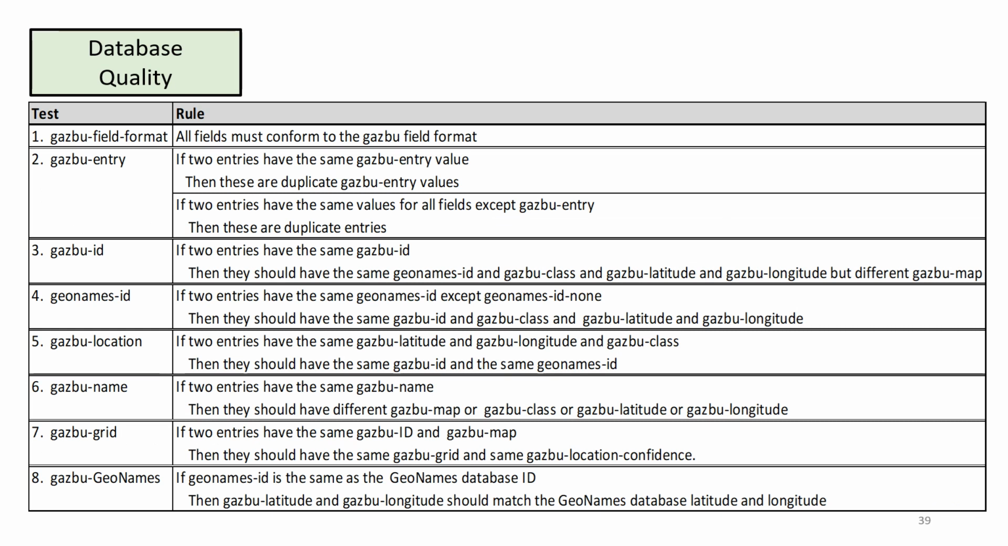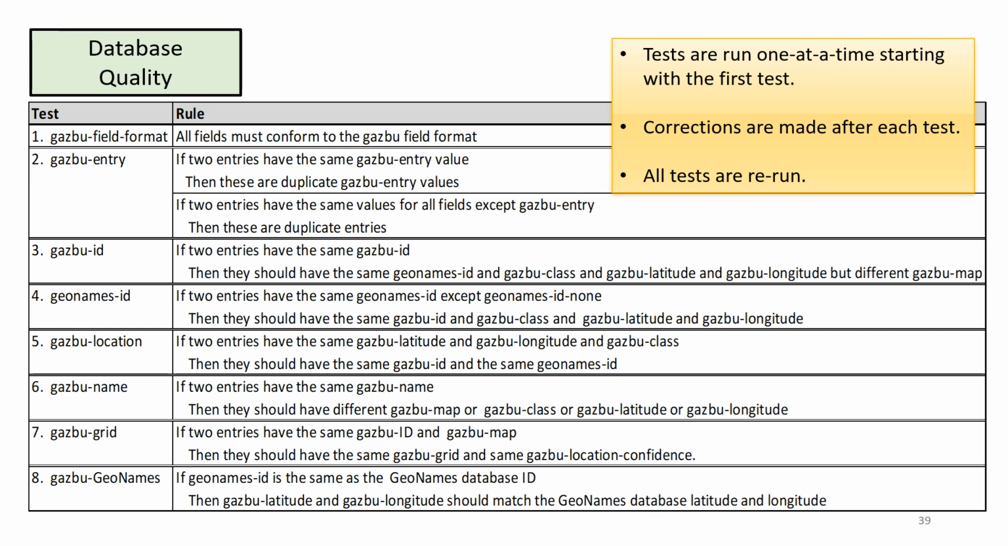Being a manual process, entering values into the Gazetteer database is error-prone. In order to improve the quality, the database is tested per the rules shown here. The rules are applied after a set of new entries are added and corrections are made as needed. Each of these 8 tests is run one at a time, starting at the top. Corrections are made after each test, and the sequence of tests is then rerun, starting with the first test, since corrections can themselves introduce errors.